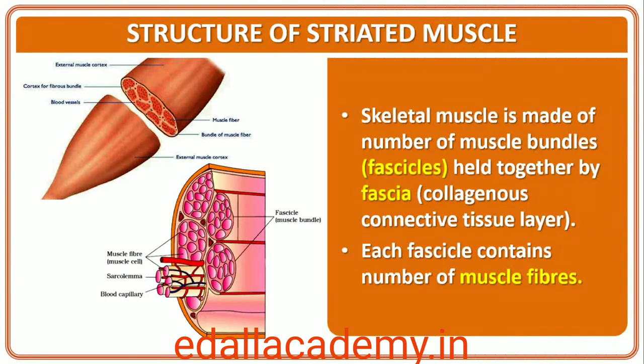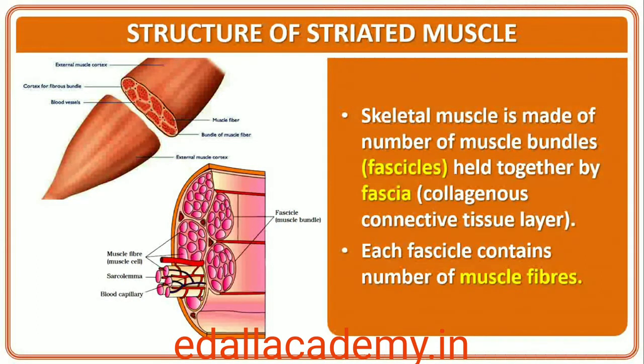Each organized skeletal muscle in our body is made of a number of muscle bundles or fascicles held together by a common collagenous connective tissue layer called fascia. Each muscle bundle contains a number of muscle fibers. Each muscle fiber is lined by the plasma membrane called sarcolemma enclosing the sarcoplasm. Muscle fiber is a syncytium as the sarcoplasm contains many nuclei. The endoplasmic reticulum, that is, sarcoplasmic reticulum of the muscle fibers is the storehouse of calcium ions.